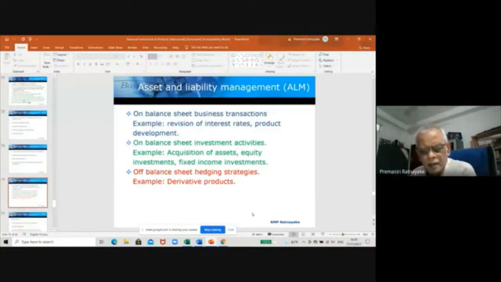On balance sheet business transactions, for example, revision of interest rates and product development. We did discuss the on balance sheet and off balance sheet. What's the difference? On balance sheet is when transactions involved are settled in cash or in bank balances, an actual transfer of money. Off balance sheet, there is no actual transfer of money right now, but the actual transfer of money may arise at a later date.